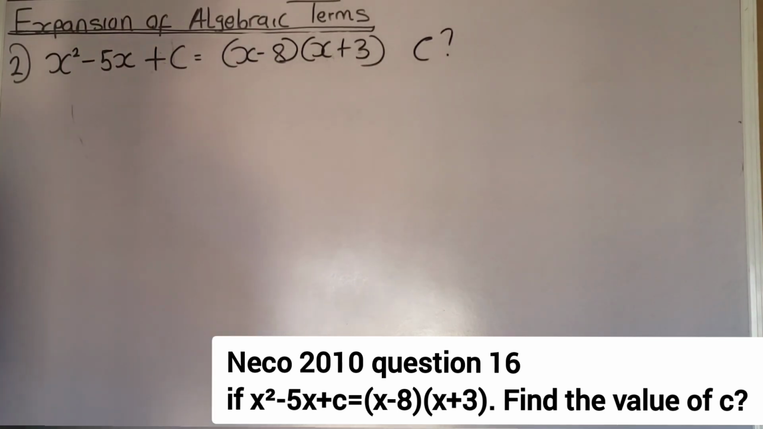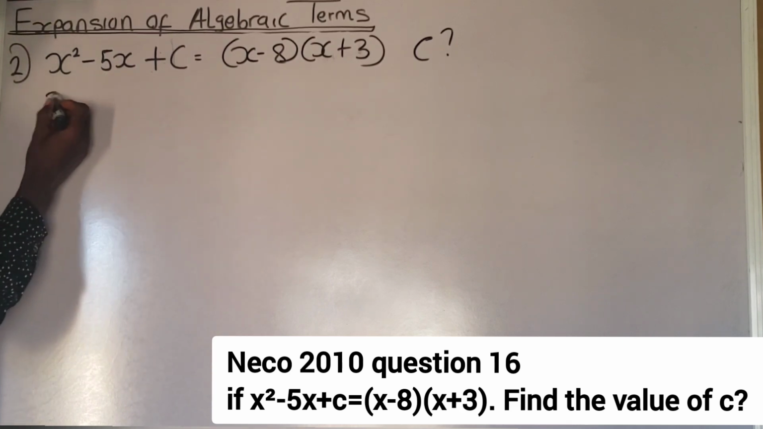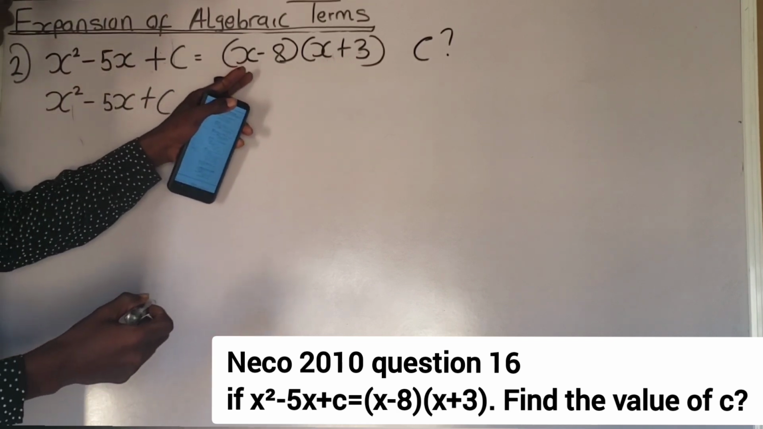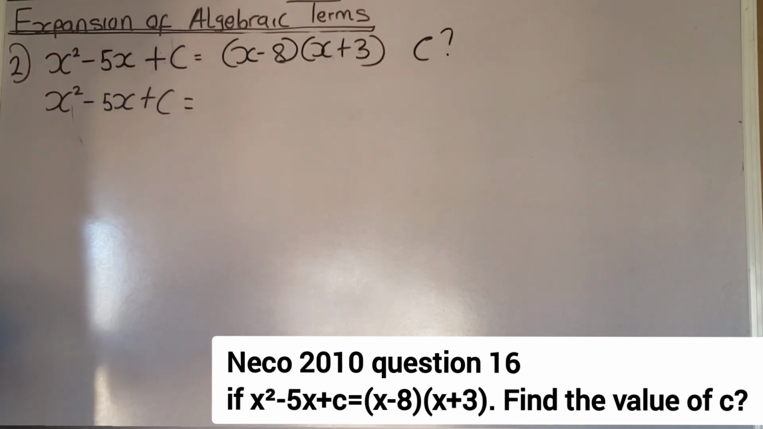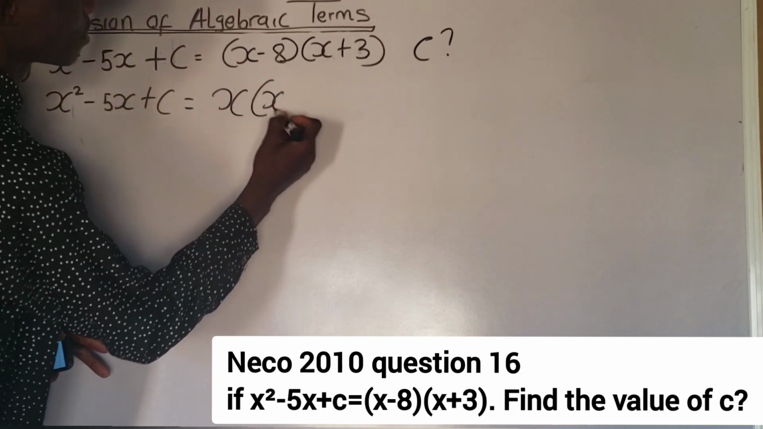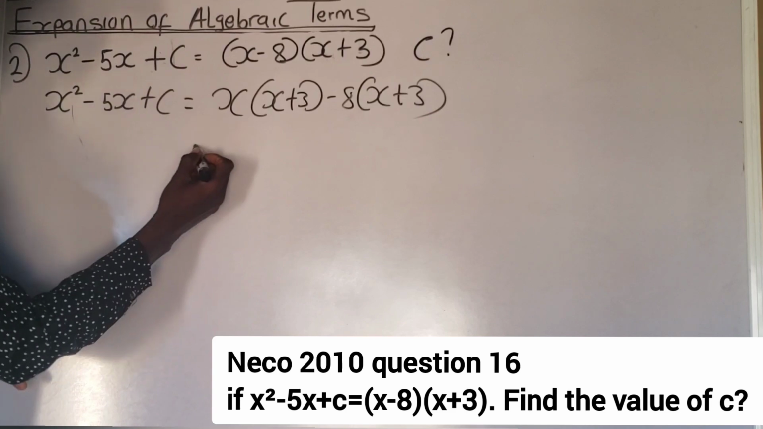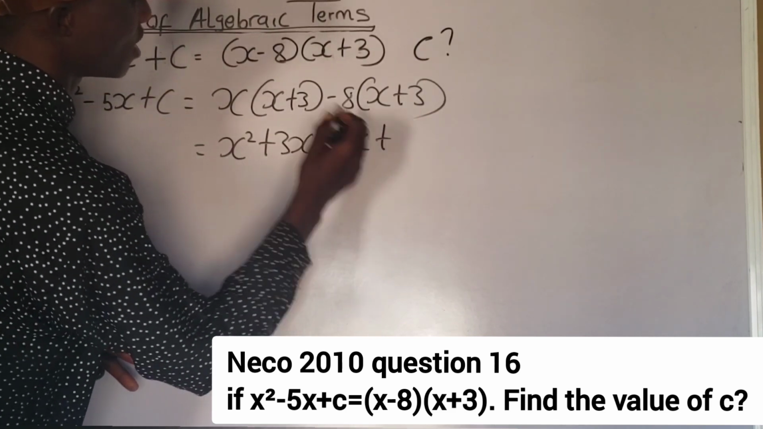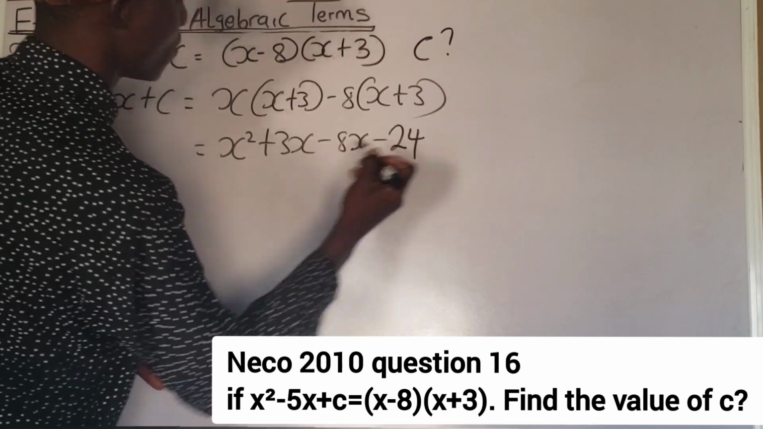Okay, now let's start from the right hand side of the equation. So this will be x squared minus 5x plus c is equal to, now we are going to take the product of x minus 8 and x plus 3. Don't forget that we are dealing with expansion of algebraic terms, you understand? So now let us remove the bracket. For this, I'm going to have x into bracket x plus 3 and negative 8 into bracket x plus 3. Now for this, we are going to have x squared plus 3x minus 8x, and 8 times 3 is what? 24. So I'm going to have negative 24. Okay, negative 24. Do you understand?